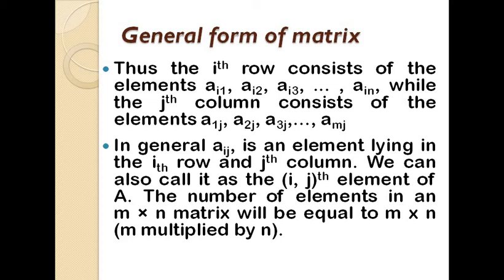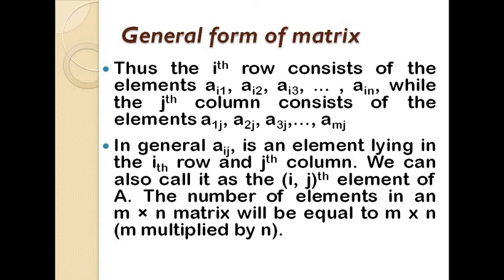The number of elements in an m into n matrix will be equal to m multiplied by n. That means if you have to calculate how many elements are there in a matrix, you can take the number of rows and number of columns in that particular matrix, and you will get the number of elements in that matrix.